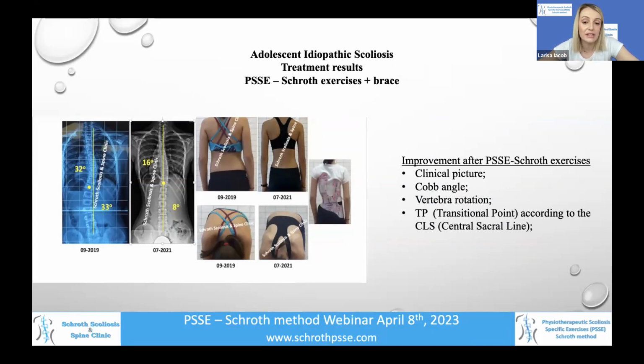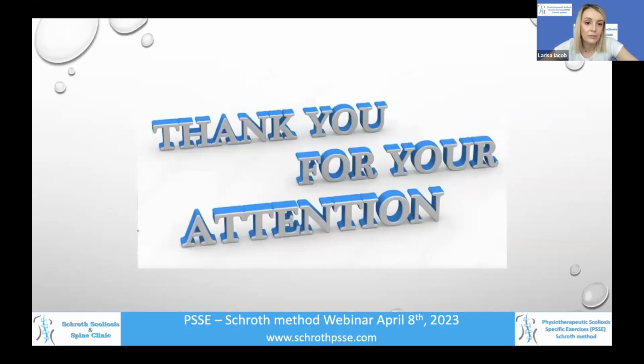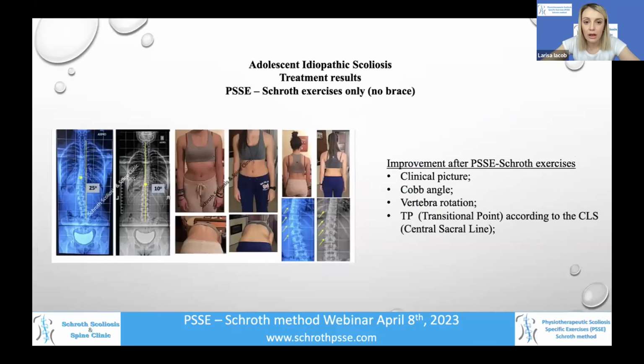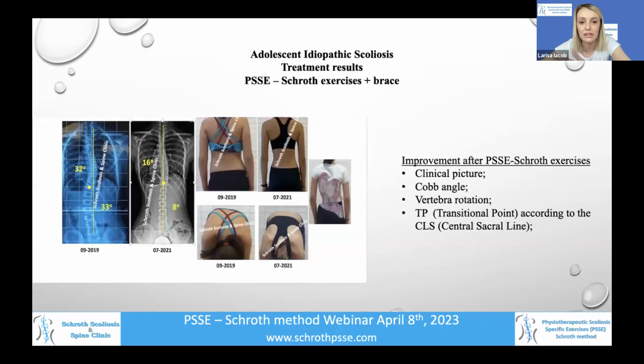Here we have a better body asymmetry in the frontal plane, and also the position of the transitional point is closer to the central sacral line. We see also the weak point and weak side, which are not so collapsed in relation with the Cobb angle, which is reduced. The trunk rotation is compatible with vertebral rotation, both showing improvement. I want to mention that the difference between these cases is that the first one was treated only with Schroth exercise, and the other one was treated with Schroth exercise and also with a brace.